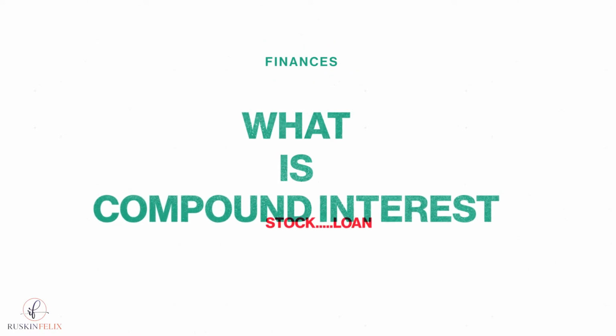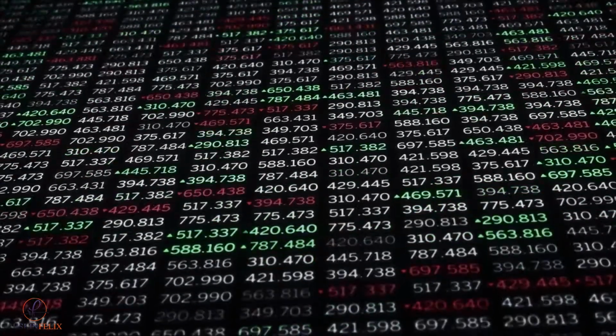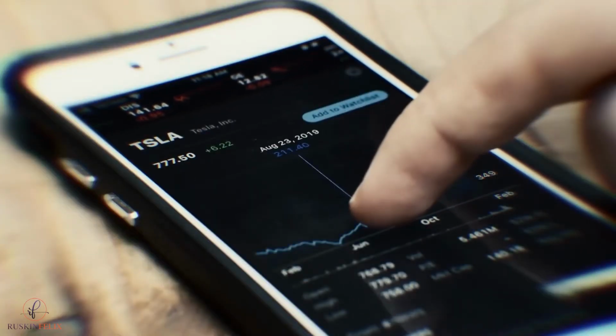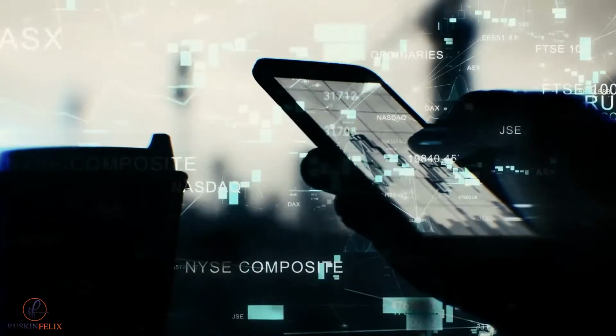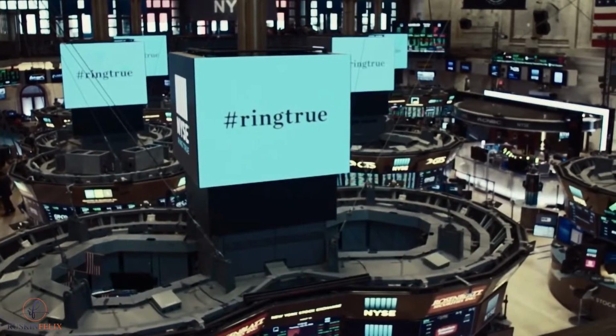What is compound interest? Compound interest refers to the additions of interest to the principal of a loan or deposit, or interest on interest. It results from reinvesting interest rather than paying it out, so that you earn interest on the principal sum plus previously accumulated interest in the following period.